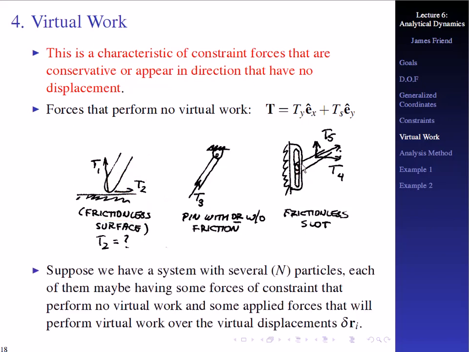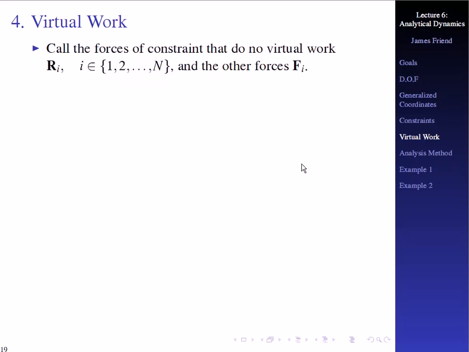Okay. If you have a system with several particles, each of them may be having some forces of constraint that perform no virtual work, and some applied forces that will perform virtual work over the virtual displacements, delta R sub I. There are some forces you can apply that will do some work, but generally speaking, constraint forces won't, and neither will they, especially if they're conservative.